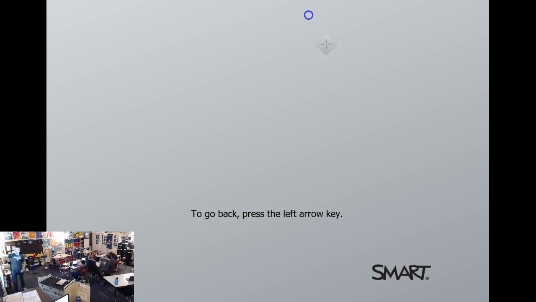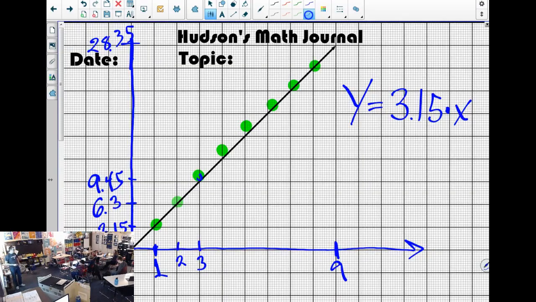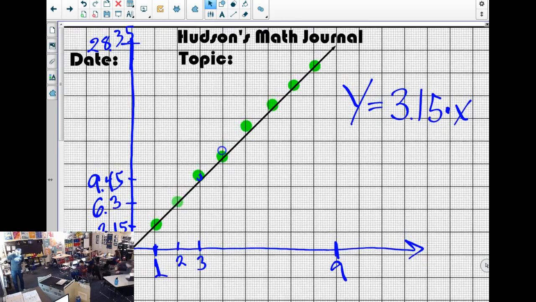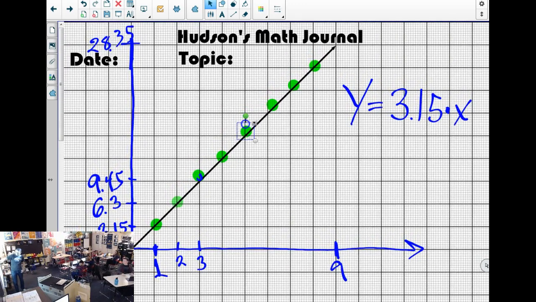Actually, it doesn't even matter, because I'm on my Smart program. So, Jalen, I can't send it anywhere else. I can't put it up on the TV, because I'm drawing in Smart. So, I'll just leave it up here for a second. I'm going to move some of these to... Don't do that. Don't do what?